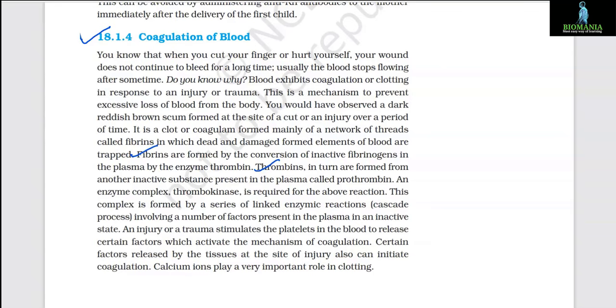This complex is formed by a series of linked enzyme reactions, that is a cascade process, involving a number of factors present in the plasma in an inactive state. An injury or a trauma stimulates the platelets in the blood to release certain factors which activate the mechanism of coagulation. Certain factors released by the tissues at the site of injury also can initiate coagulation. Calcium ions play a very important role in clotting.